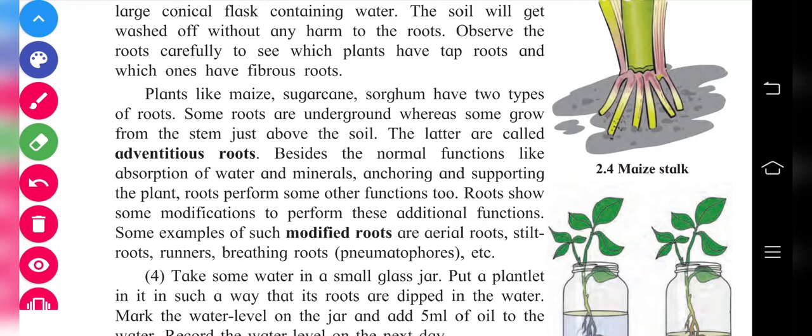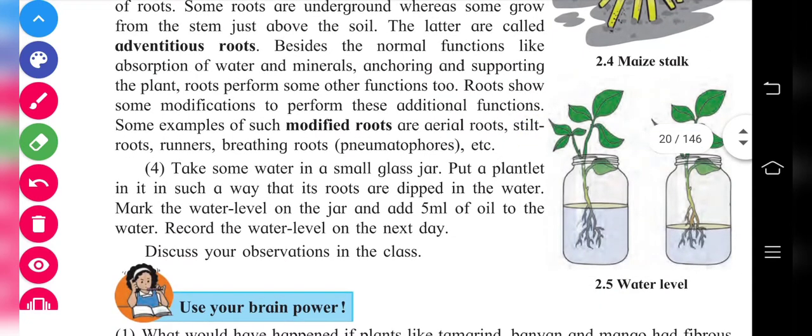Different types of roots in the plant. Take an example now. Take water in a small glass jar, put a plant in it in such a way that its roots are dipped in the water. Mark the water level on the jar and add 5 ml of oil to the water. Record the water level on the same day, next day. Discuss. So what will be observed, you will observe differently, okay.